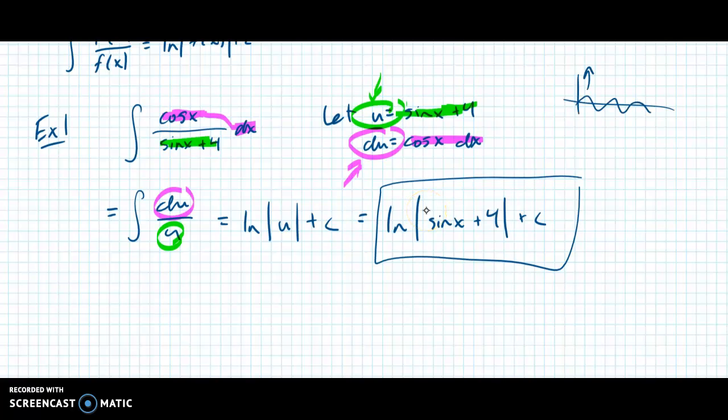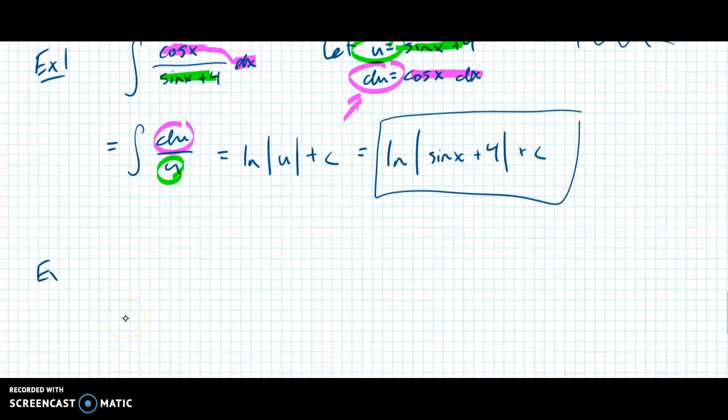If I move it up 4, it'll never be negative, because it only bounces between -1 and 1. So in this particular case, you could write ln of sine of x plus 4, and it would be correct. But it's safe to just write that absolute value every time. All right, so let's do another one.